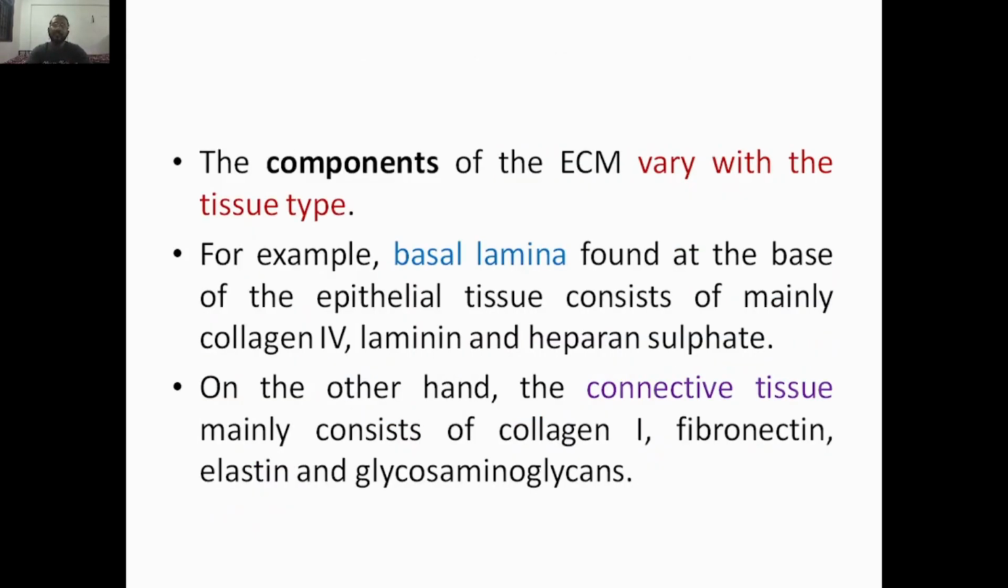So the components of the ECM vary with the tissue type. Whatever components are present in the extracellular matrix, that varies with the tissue type. That's what I told you. For cartilage, there will be a different ECM, where the composition will be totally different, and for soft tissue, like normal muscles, whatever muscles we have, like in biceps or in soft tissues, there will be a significant difference in their properties or components. So depending on the components, the ECM will vary across different tissue types.